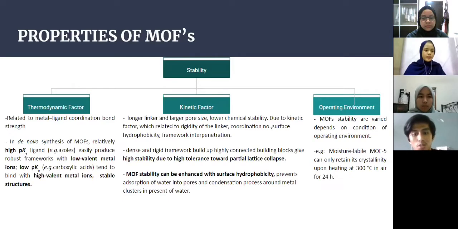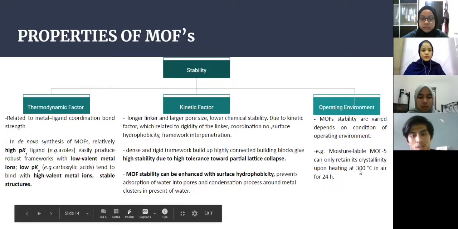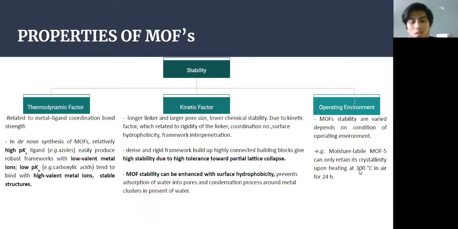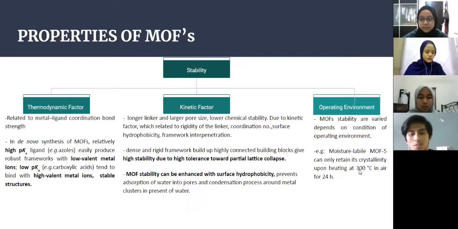This is due to the kinetic factor, which is related to the rigidity of the linker, coordination number, surface hydrophobicity, and framework interpenetration. A dense and rigid framework, built up by highly connected building blocks, will give higher stability due to high tolerance toward partial lattice collapse.